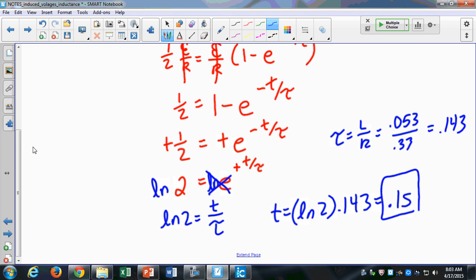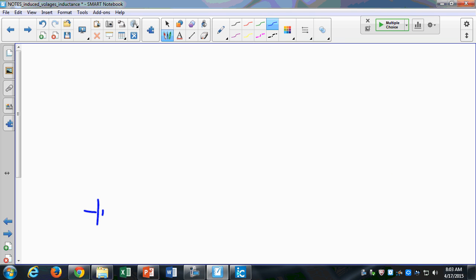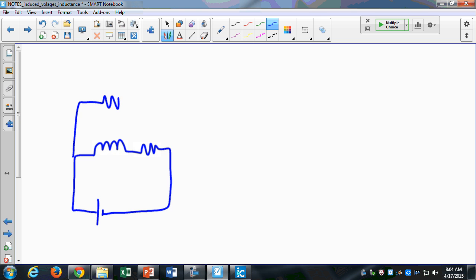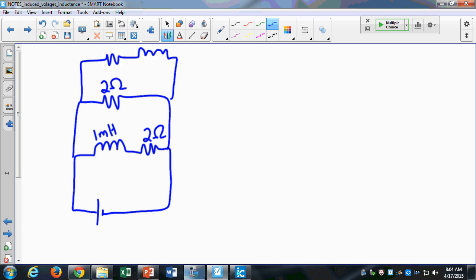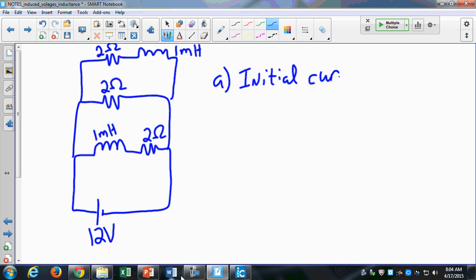All right, let's look at another one. Let's say that I have a circuit that looks like this. All right, I have 1 millihenry, 2 ohms, 2 ohms, and 2 ohms up here, and 1 millihenry. And down here I have 12 volts. A couple of questions. What is the initial current through this circuit?